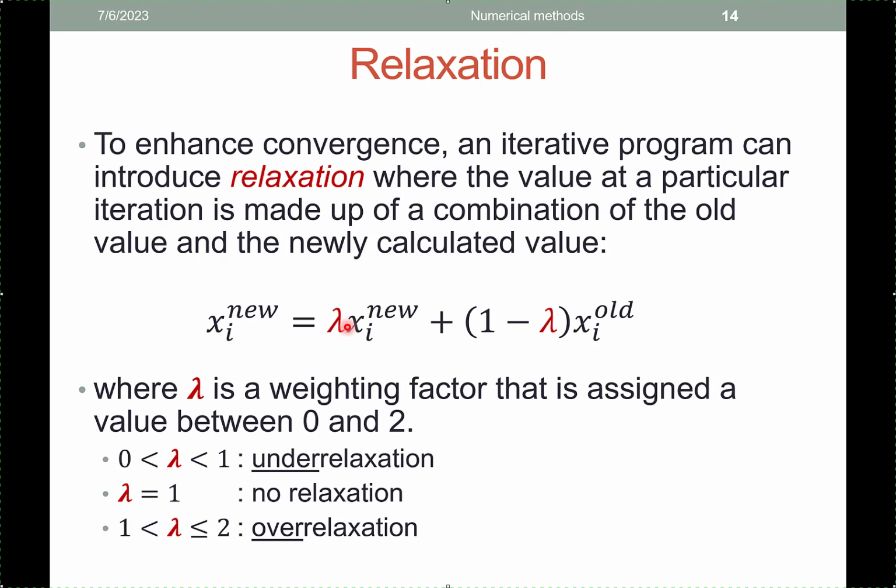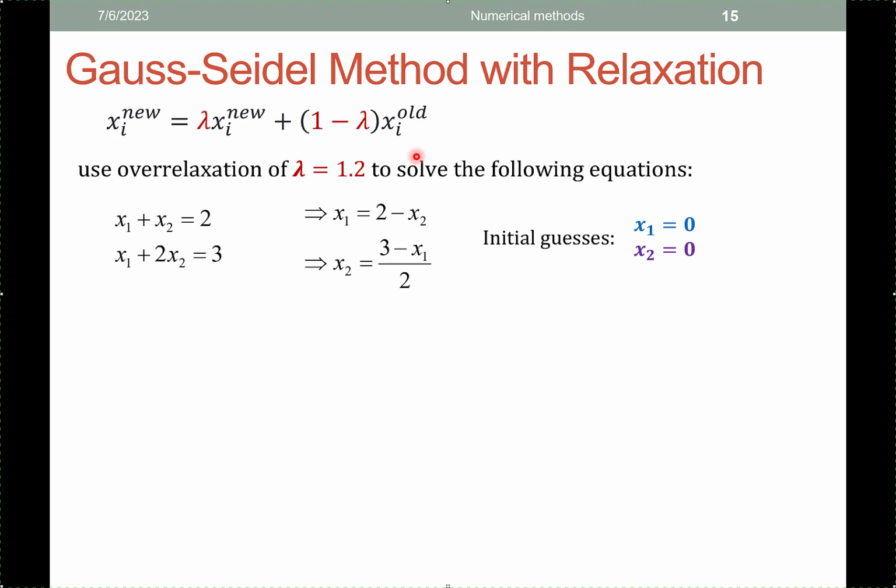So again, if you write a code, you can manipulate this lambda value if you're following the relaxation method. All right, so let's do an example with relaxation. Taking the same example as we had before, these two equations, we rearrange x1 and x2, and we have our initial guesses of x1 equals 0 and x2 equals 0. In this case, we're going to use over relaxation where lambda is equal to 1.2.